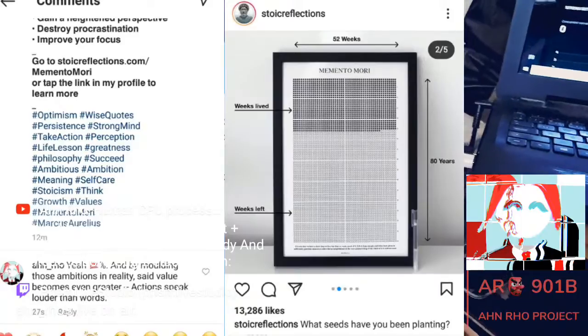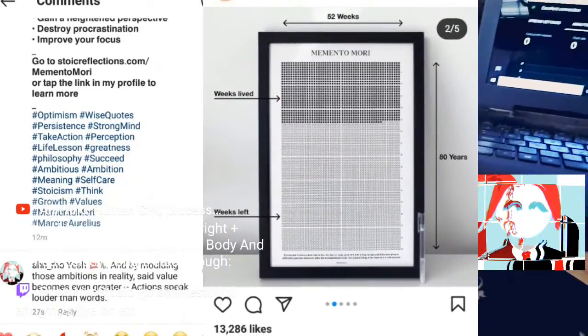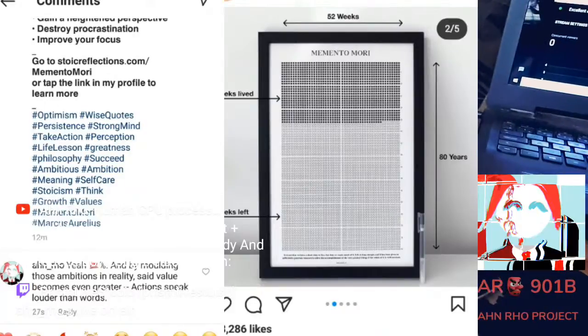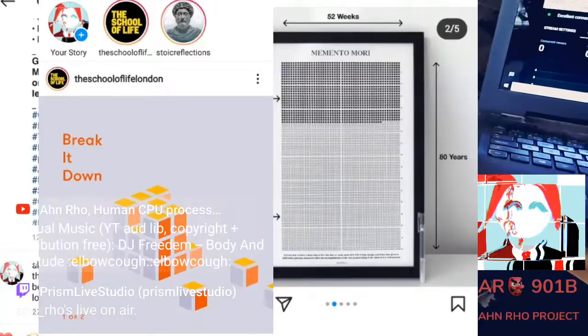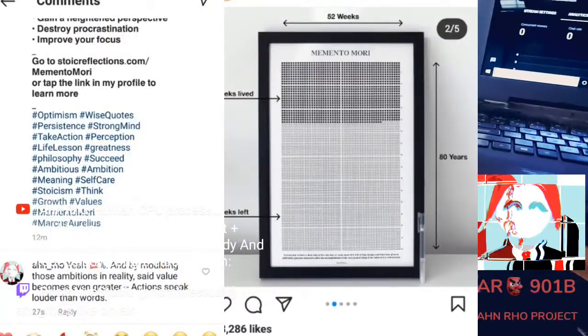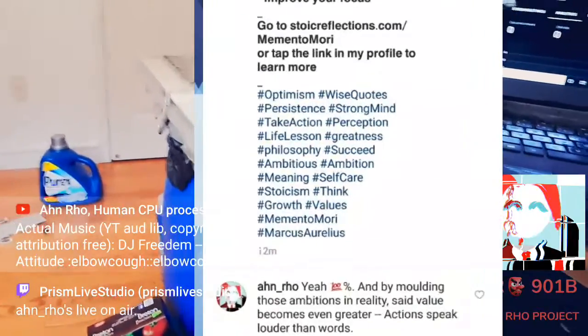We have Stoic Reflections. What seeds have you been planting? It says here, Memento Mori. This was very relevant to the School of Life London's break-it-down sort of thing. It's very resemblant, breaking life down to weeks, breaking down the current events that you've had. And I left a comment here on the bottom left-hand side, that's why I expand here.